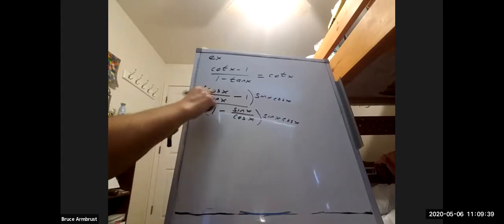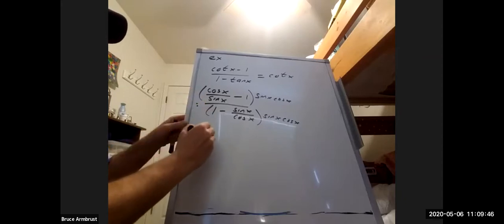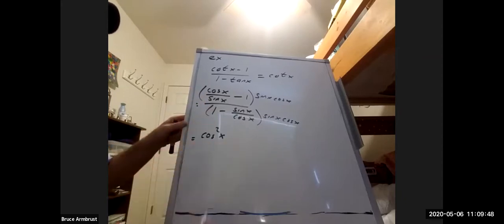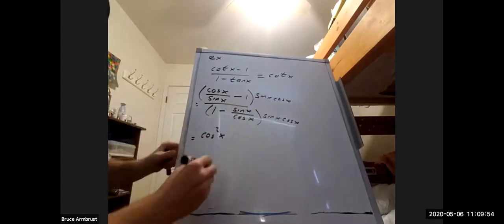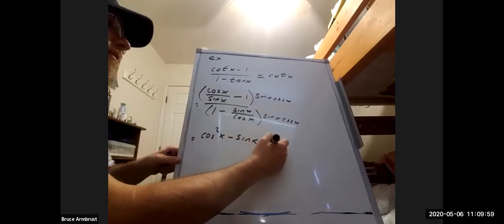So with the first one, when I multiply through, the sines are going to cancel. And so I'm going to get cosine squared of x. Right? The sines cancel, and then I have cosine times cosine. And then I'm left with minus sine of x times cosine of x.